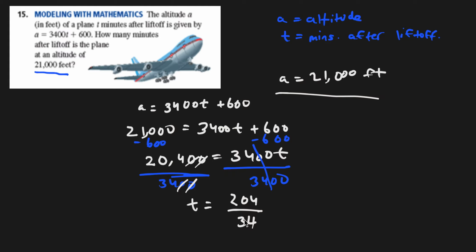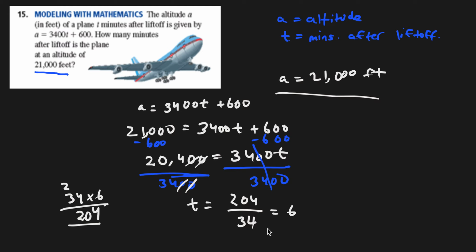So I don't know if this is going to go in evenly just yet. I can guess, and my guess would be the number 6. Let's try that. So 34 times 6, what's that equal to? 6 times 4 is 24. 6 times 3 is 18, plus 2 is 204. So 6 is the answer.